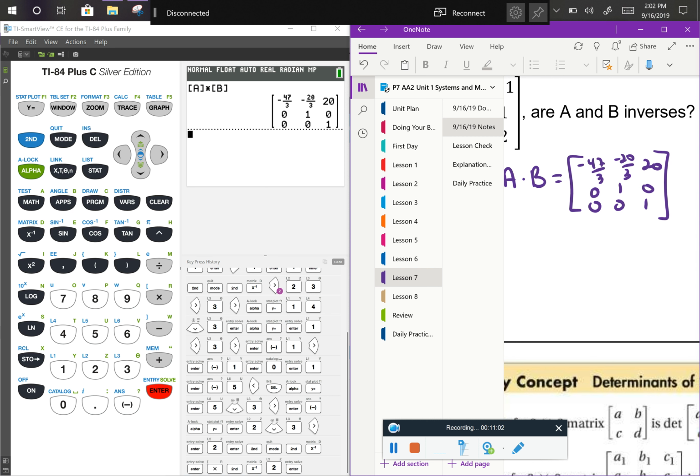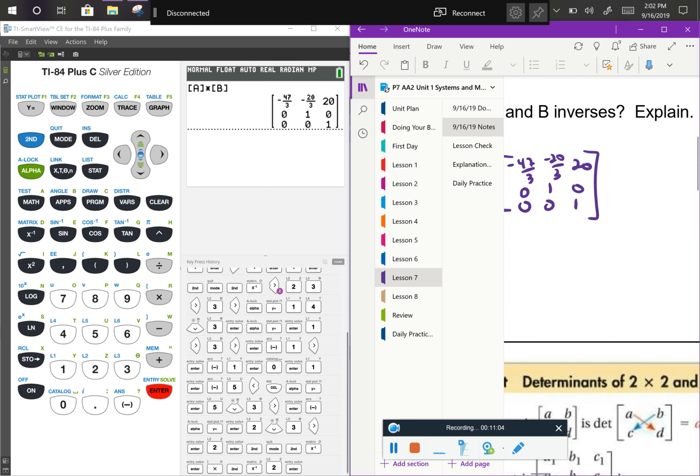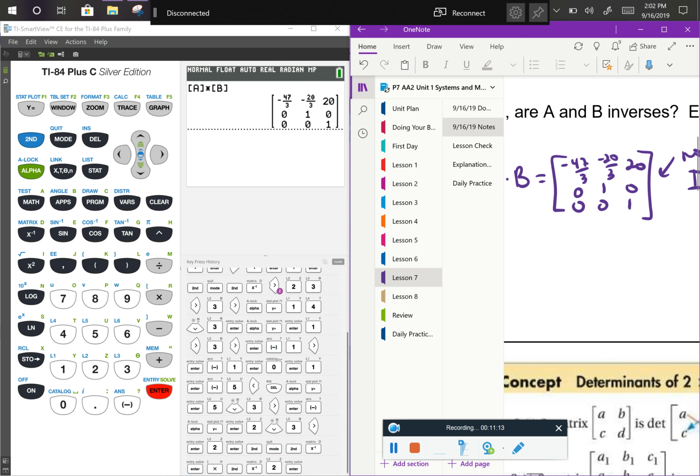Is that the identity matrix? No, this is not the identity matrix. All right? So, in this case, do we even need to try B times A? No, why not? Yeah, it has to work in both directions.